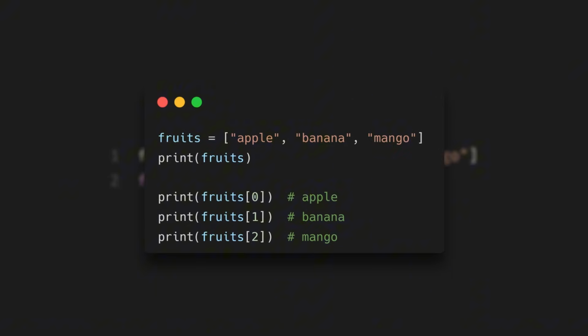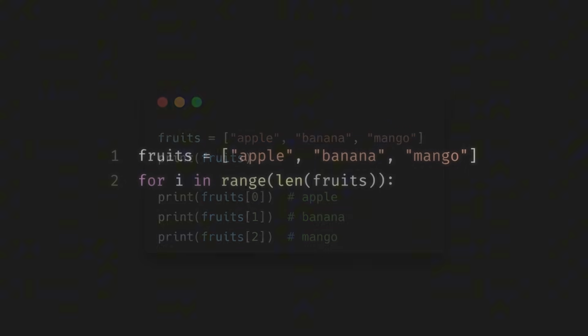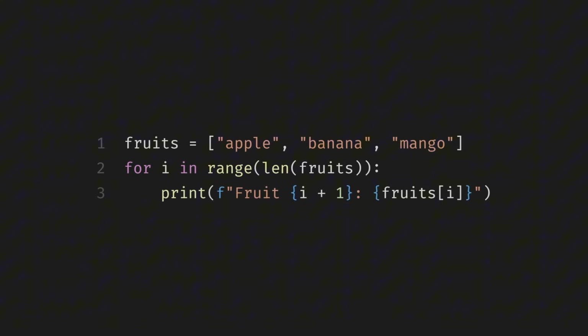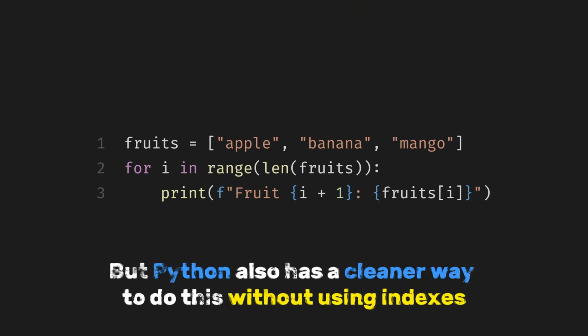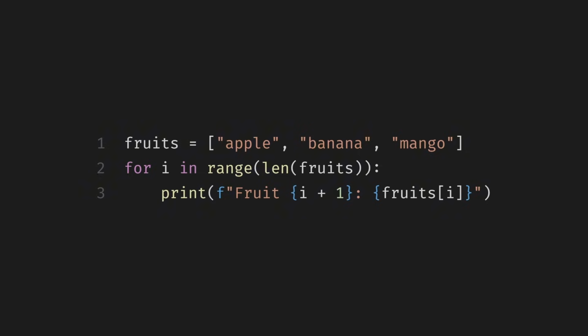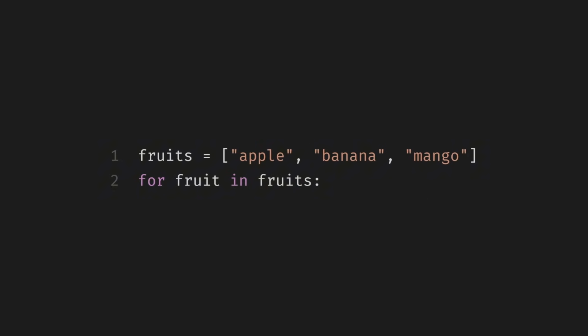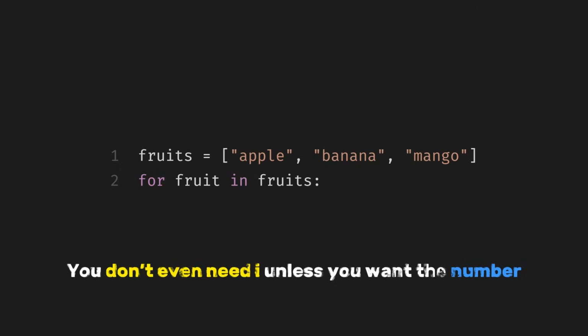Remember how we use indexing to access items in a list? We can use the iteration variable of a loop to access elements from the first item to the last in the list. But Python also has a cleaner way to do this without using indexes, and that's by iterating directly over the list. You don't even need i unless you want the number.